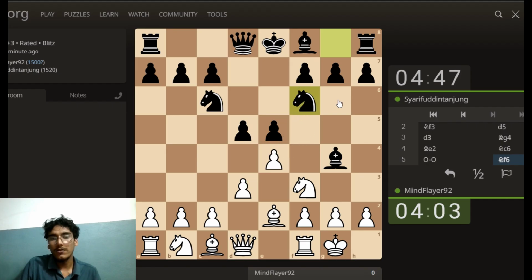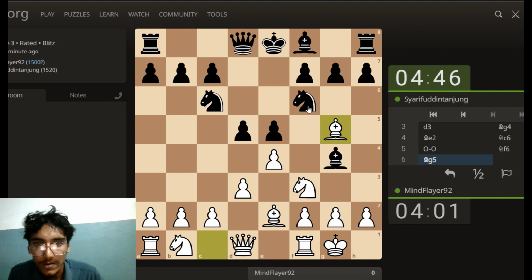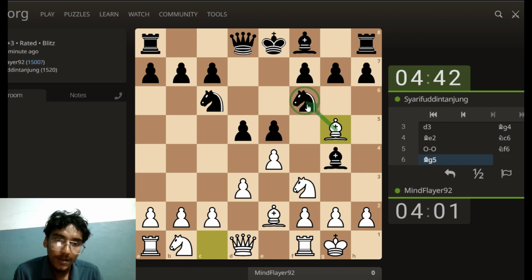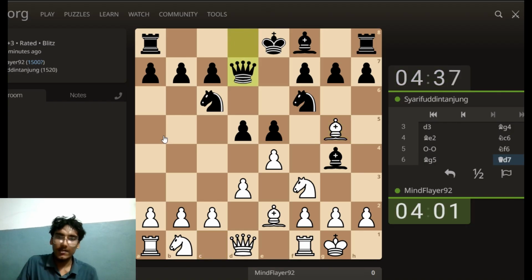So in order to fail that plan, I need to move my bishop so that I will pin this knight and I will capture his queen in case he moves his knight. Let's see. Oh, that's why he plays that king move, queen move.